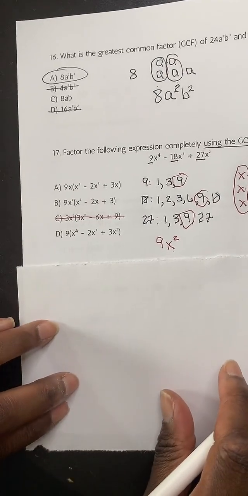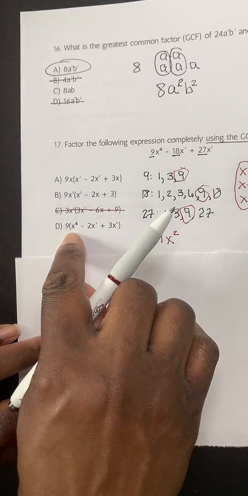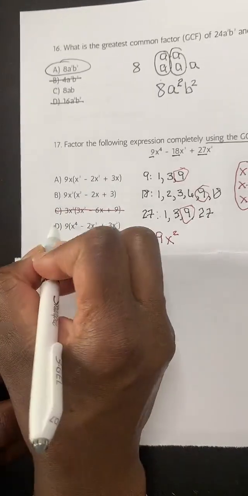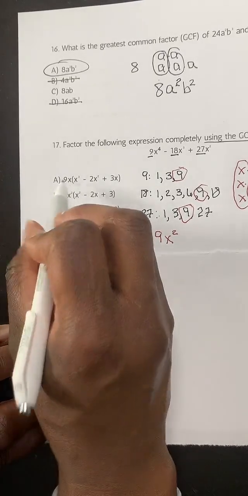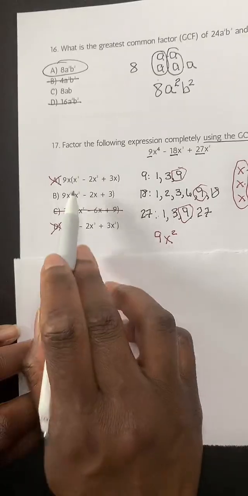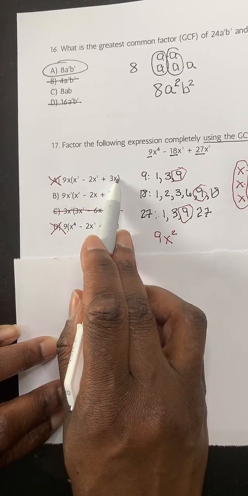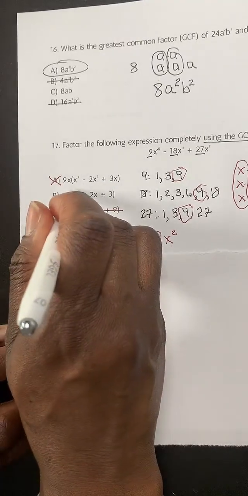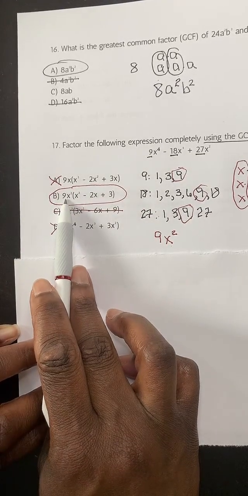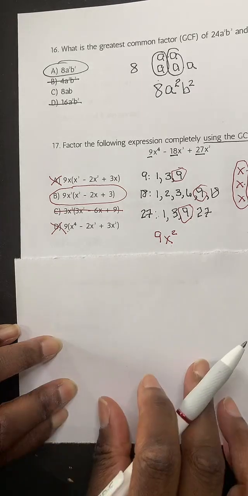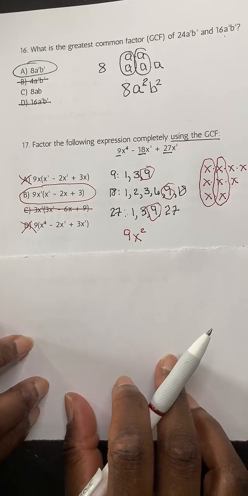Knowing that piece, go back to your answers. What are we canceling out? We're canceling out D because they didn't factor out the x's. We're canceling out A because they didn't take into consideration the exponents. So your answer is B, because it has the correct GCF, which is 9x squared.